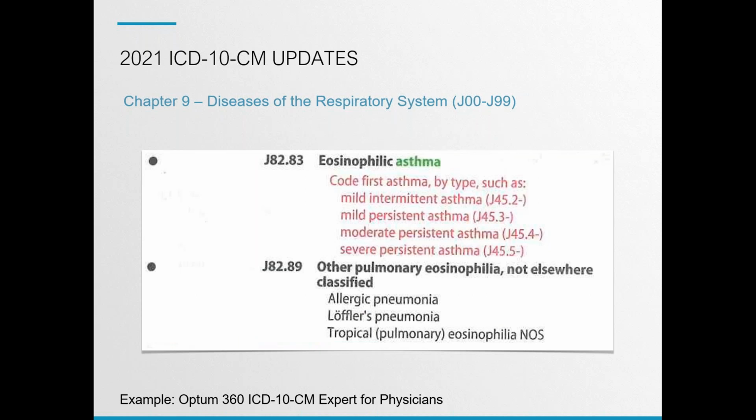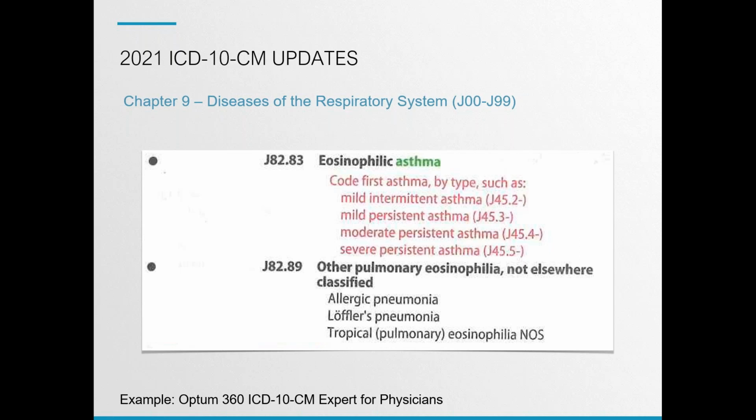J82.83. I want you to make note of the word "other" when you look at J82.89, other pulmonary eosinophilia, not elsewhere classified. Codes that are titled other or unspecified are for use when the information in the medical record provides detail for which a specific code does not exist. In the alphabetical index, they're listed as NEC, or not elsewhere classifiable, and listed underneath the code, as we see here, are conditions for which other would be selected.